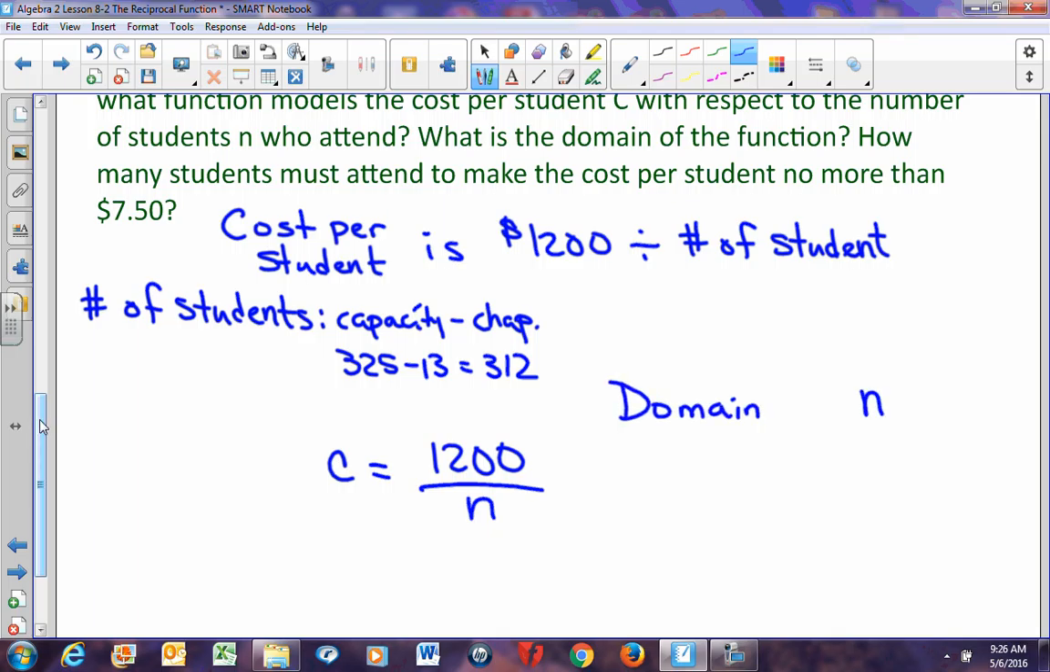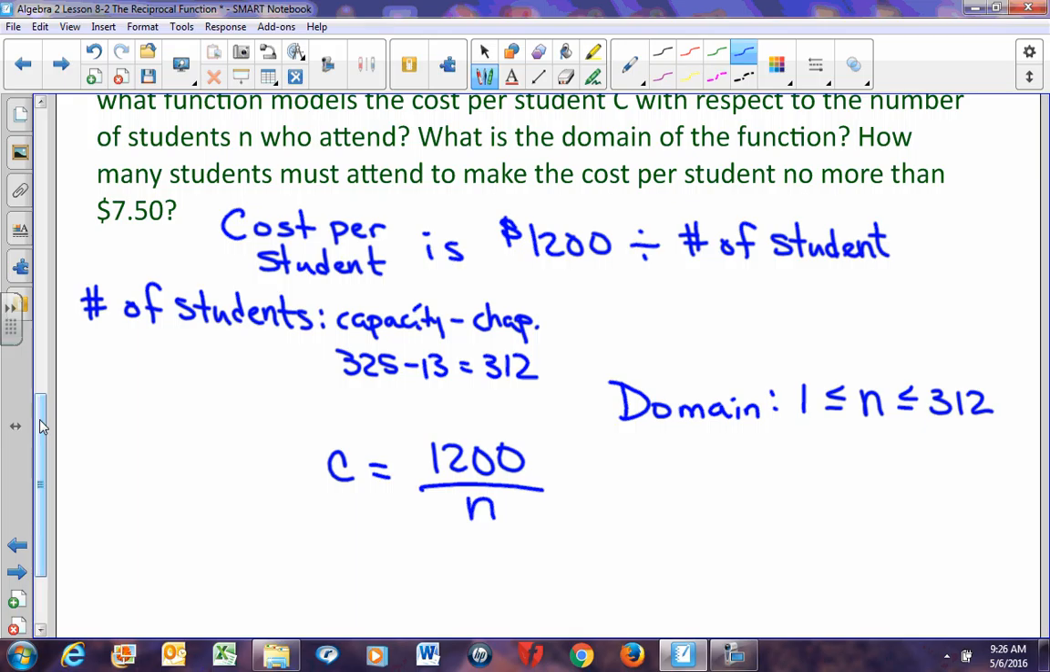is our number of students has got to be greater than or equal to 1, but less than or equal to 312. Okay, so that's the domain. The number of students is going to be between 1 and 312. Because you can't go over 312 because you have a capacity of only 325 people, and you have to have your 13 chaperones. And you can't go less than 1 because negative people can't attend something.